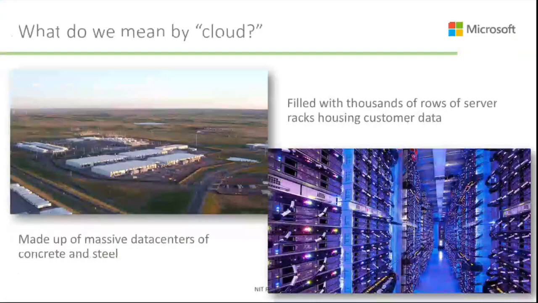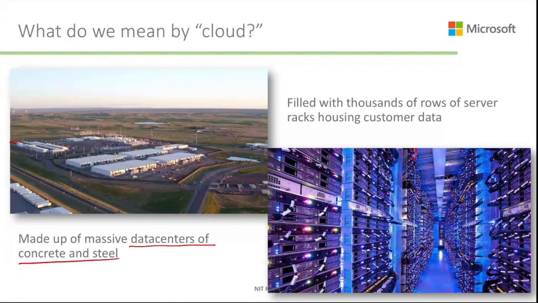So, what do we mean by cloud? In real life, you know what cloud means. But technically, it is made up of massive data centers of concrete and steel. So you can see this area. This is, you can say, the physical location of a cloud. And if you enter into this, what you will find is a massive data center, filled with thousands of rows of servers, racks, housing customer data. Customer data means whoever is availing the service, their data is also going to be stored in all these racks and racks of servers. Okay, so you can understand what it will look like if you enter a cloud data center or a physical cloud hosting center.